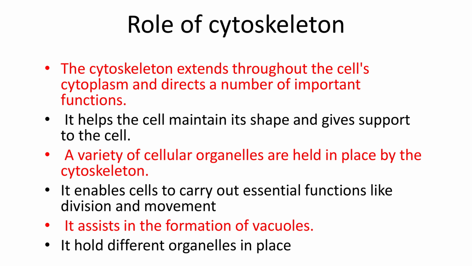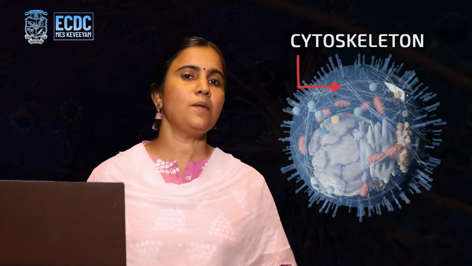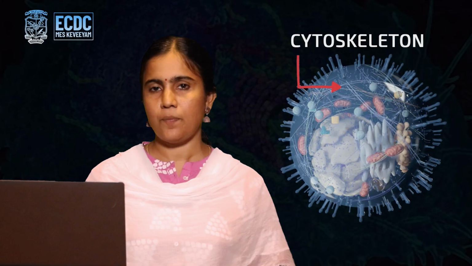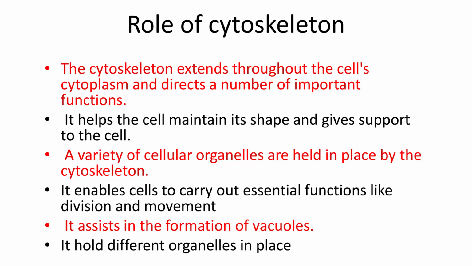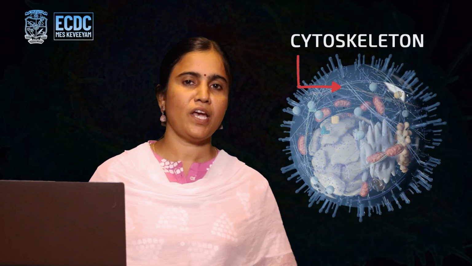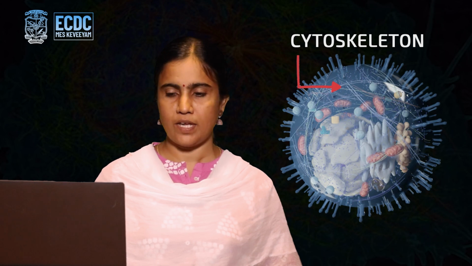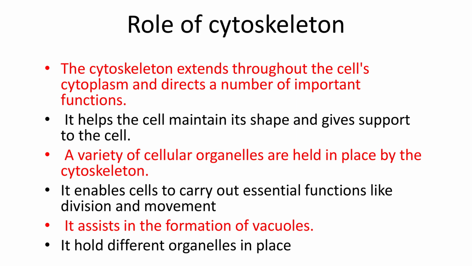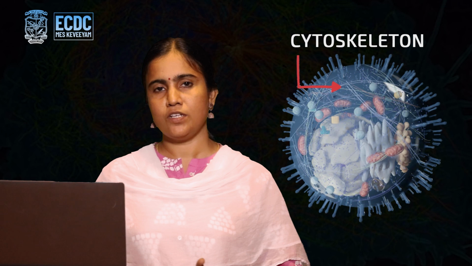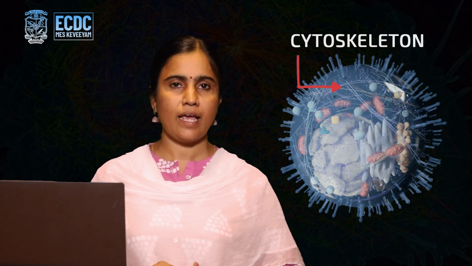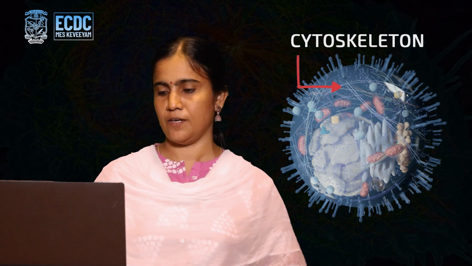The cytoskeleton extends throughout the cell cytoplasm and it directs a number of important functions occurring in the cytoplasm. It helps in maintaining the cell's shape and also gives support to a cell. It helps in changing the form and shape of the cell. A variety of cellular organelles like Golgi bodies, mitochondria, etc. are held in place by this cytoskeleton.